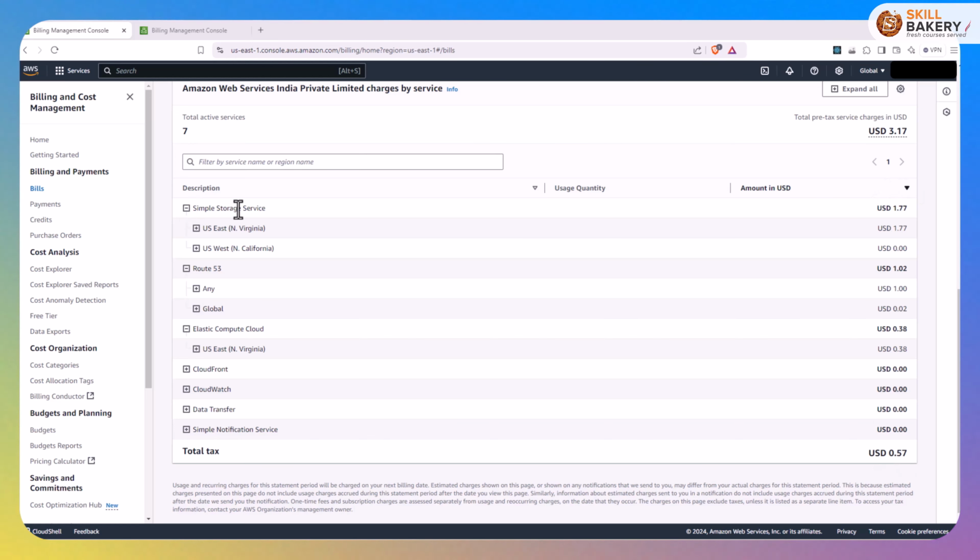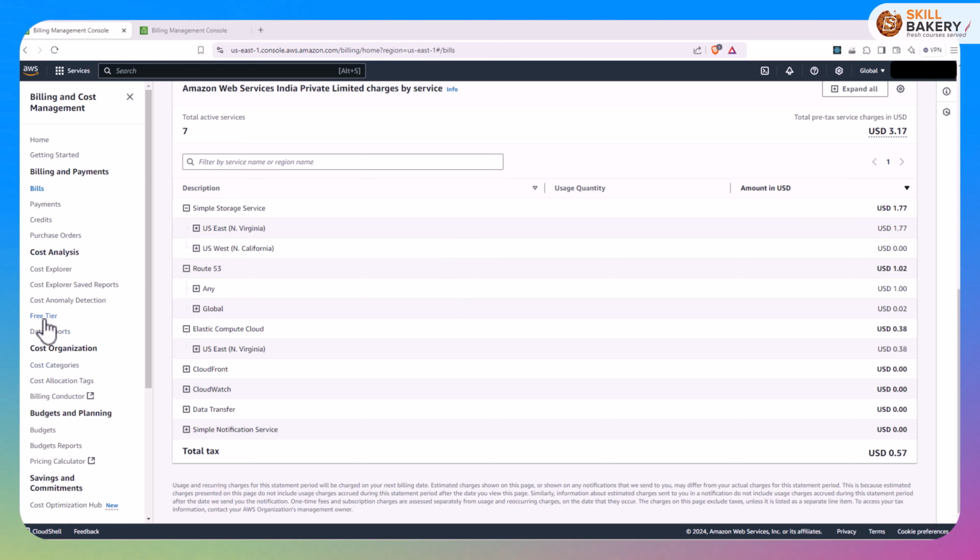So here you can see that for Simple Storage Service we have 1.77, and the regions for which I'm being charged is also mentioned over here. Then for Route 53 we have US dollar 1.02, and then for Elastic Compute Cloud we have 0.38 cents, and similarly for CloudFront, CloudWatch, Data Transfer, and SNS, we don't have any charges incurred. So that's the total amount that we need to pay. And here you can see the services that are being used against which I am being charged. So here under bills, you will be able to explore that.